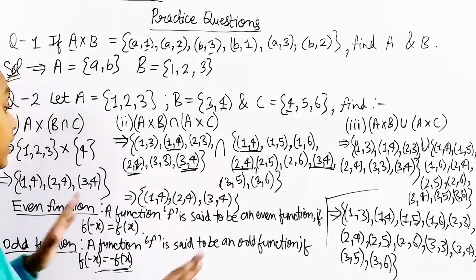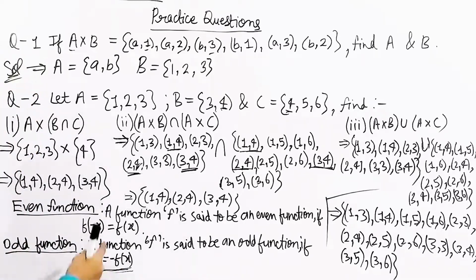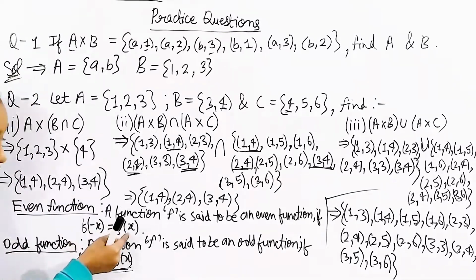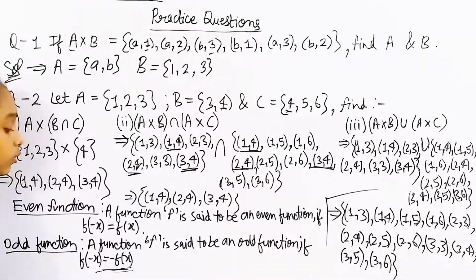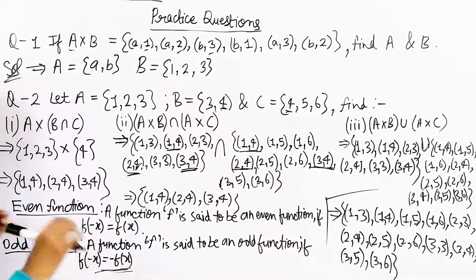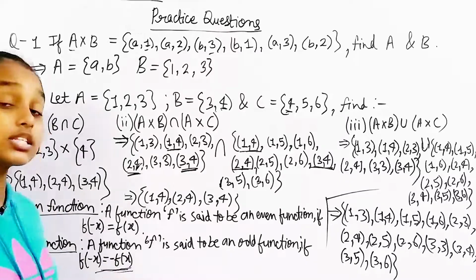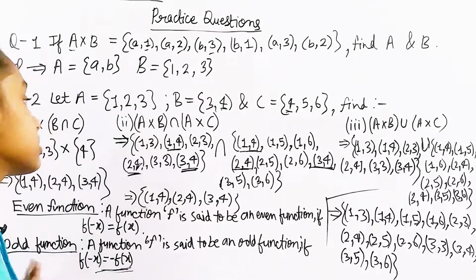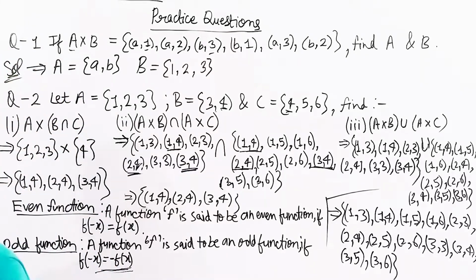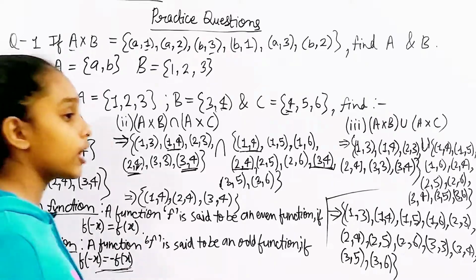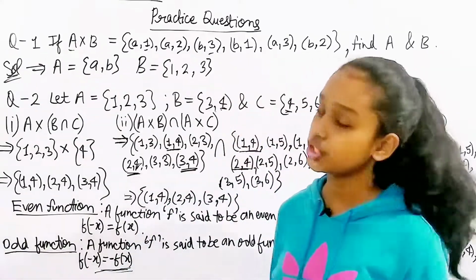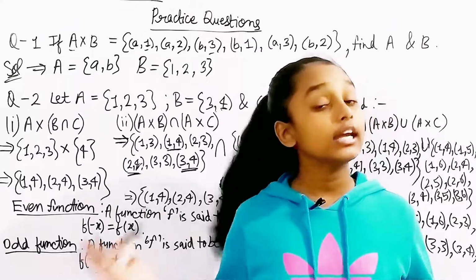That's it, nothing else. So what was the difference? This one was just positive and this one was negative. That's what we can see. Only the difference of the sign, the minus sign, isn't it? The negative sign. That's it. So even function, odd function. We're going to solve some questions on even and odd functions too, but in another video.